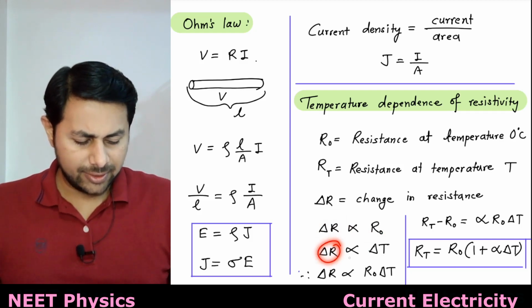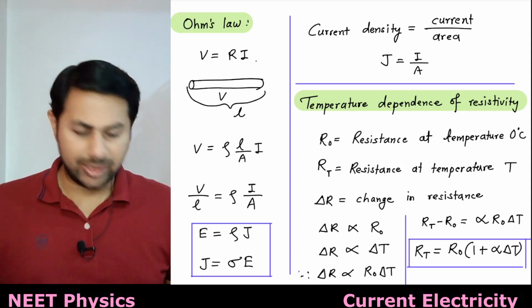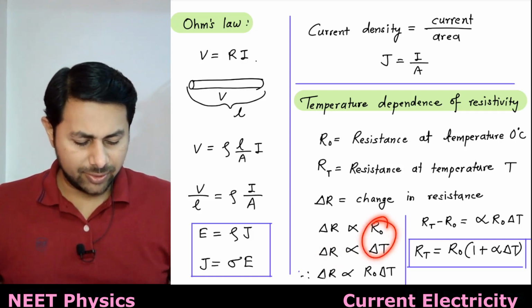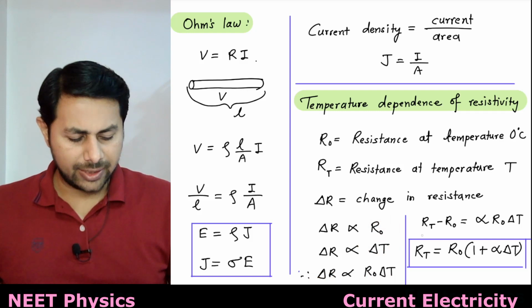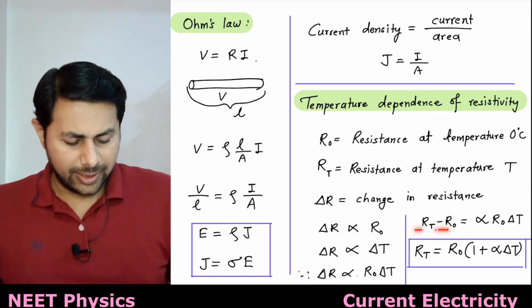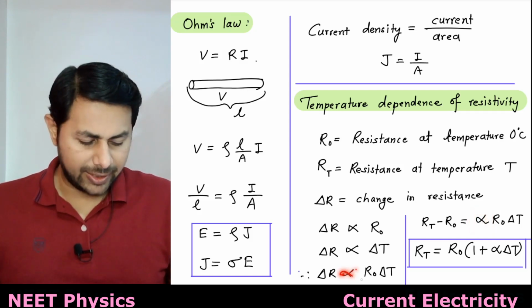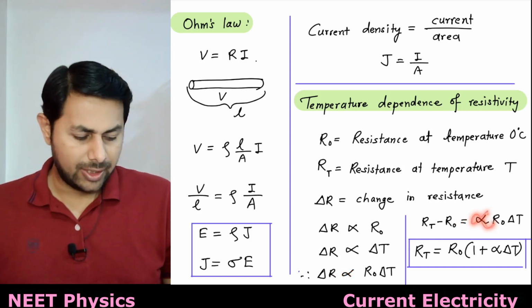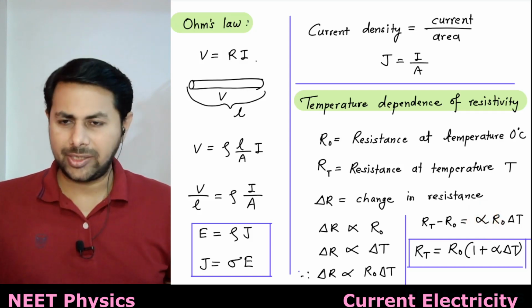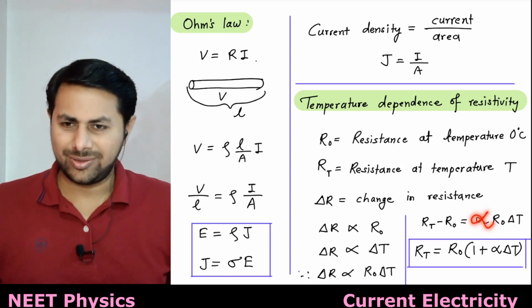Delta R is also directly proportional to delta T. More is the change in temperature, more will be the change in resistance, and therefore you can combine these two. So delta R is proportional to R naught delta T, right? You can write delta R as RT minus R naught, and you can remove the proportionality sign and put an equality sign, so the constant will enter. That proportionality constant is known as the temperature coefficient of resistance, or resistance temperature coefficient. This is alpha.